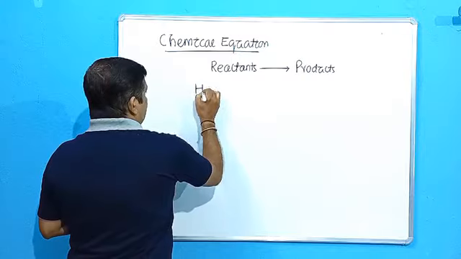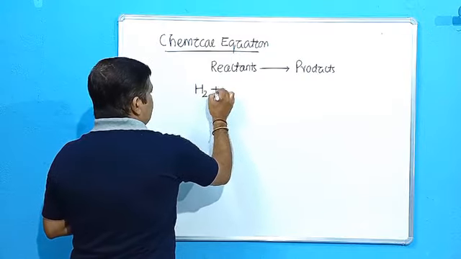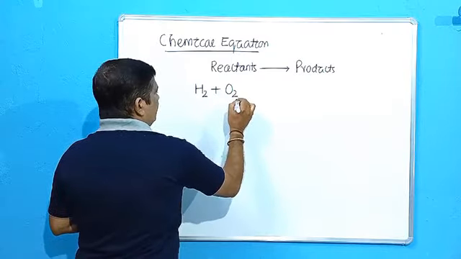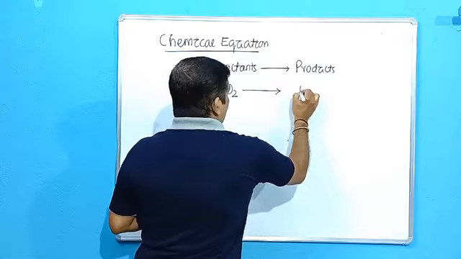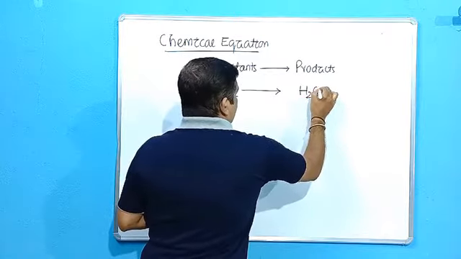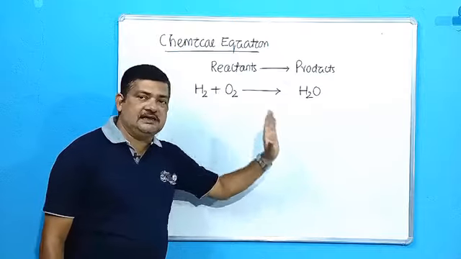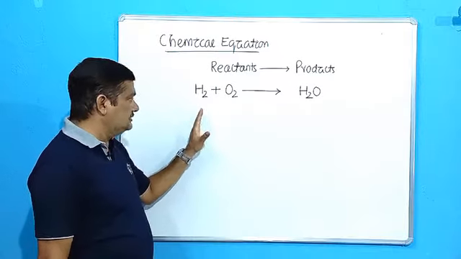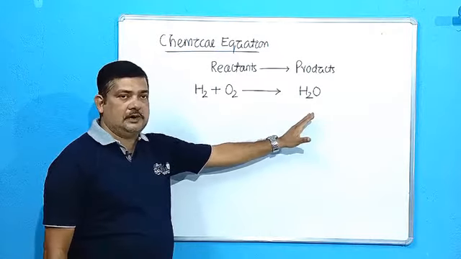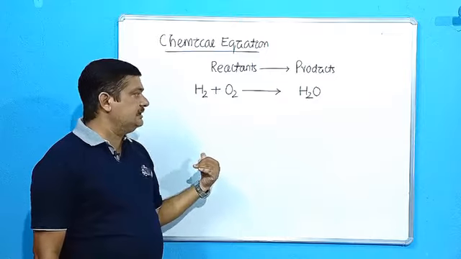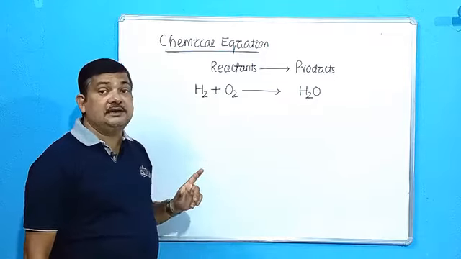Hydrogen, a diatomic gas, combines with oxygen to produce water. So, instead of saying such a lengthy sentence, hydrogen reacts with oxygen to form water, we can directly represent it like this. So, this is called chemical equation.